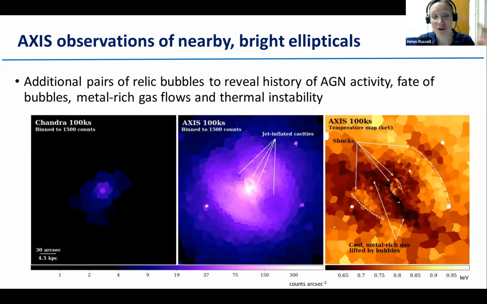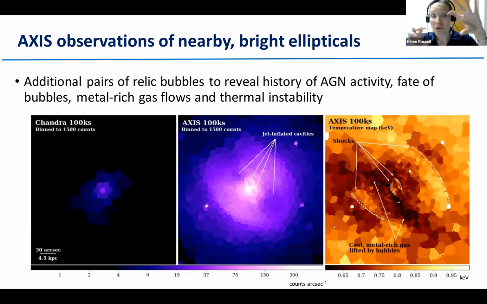And now you can see we're actually able to resolve all the feedback structure in here, which produces the temperature map on the far right, where we've got the temperature structure on the scales of interest. We're resolving the gas properties on the scale of all of this feedback structure. So we can see the shock fronts in the temperature map, and all of the bubble activity at the center. We can see the cool metal-rich gas flows being pulled out along the bubble axis. We can see all of this fantastic detail in just these short AXIS exposures.